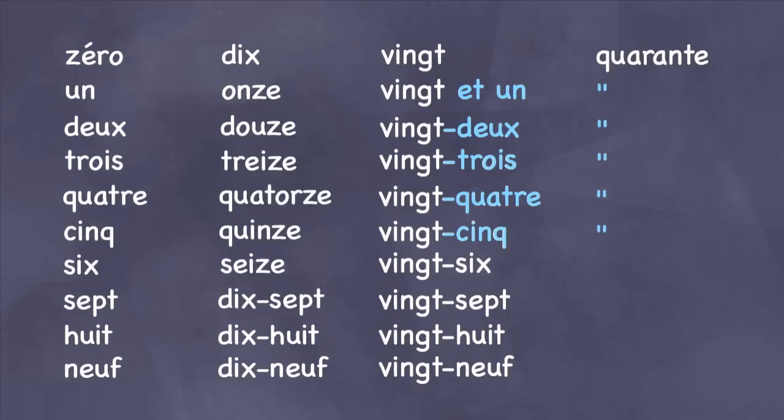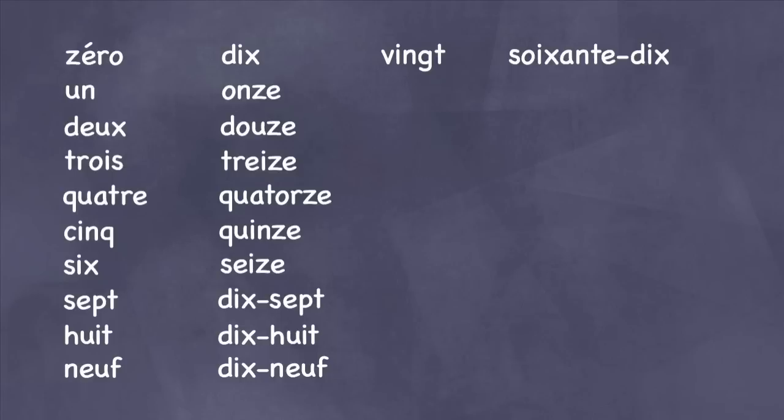We see the same hyphenated pattern in 40 all the way up to 49. And that leads us to 50. 51, 52, 53. We follow the same hyphenated pattern all the way up to 59, which brings us to 60. 61, 62, 63. And once again, the same pattern all the way up to 69, and that leads us to 70.